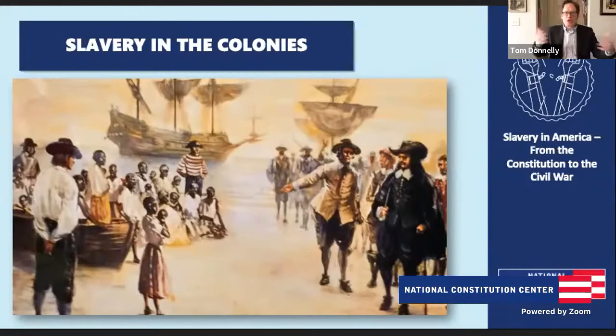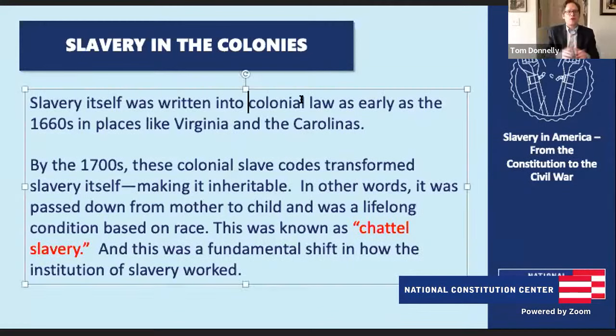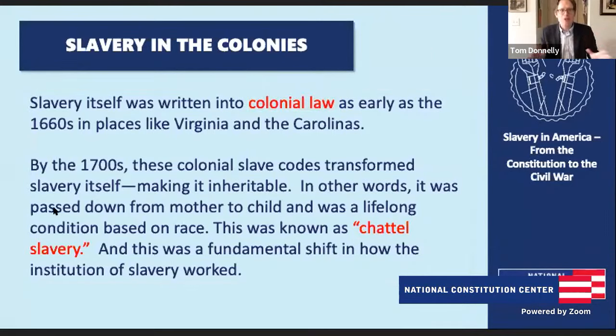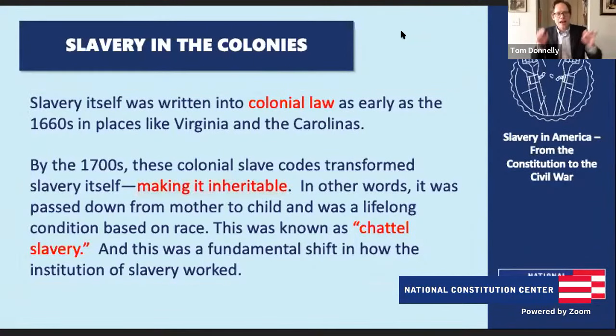So, the institution of slavery itself is obviously older than the US Constitution. It's older than America. But slavery itself, it's written into colonial law as early as the 1660s. So this is in places like Virginia, like the Carolinas. So it's a part of the law. And by the 1700s, these colonial slave codes transform the institution of slavery itself. It makes it inheritable. So this is when we talk about chattel slavery, this is what we mean. It's something that's passed down from mother to child, and it's a lifelong condition based upon race.